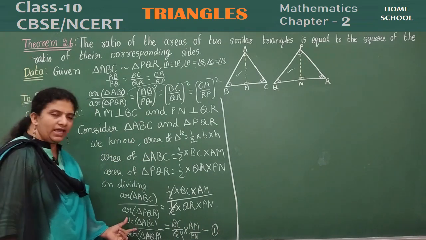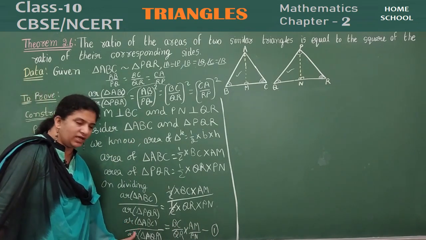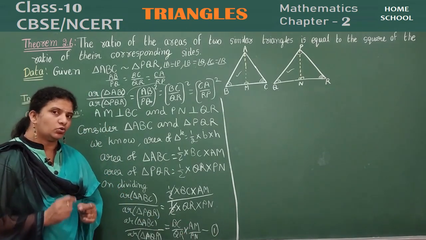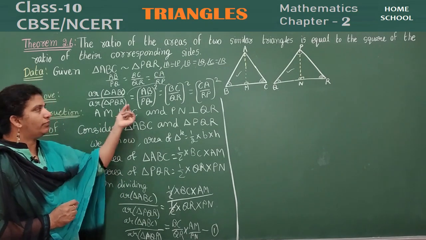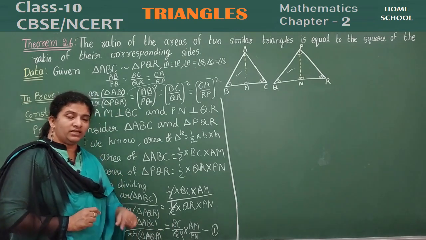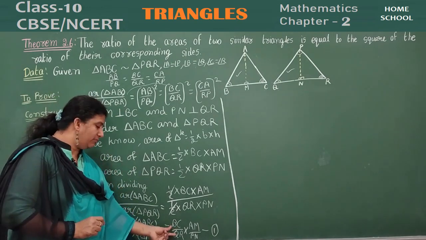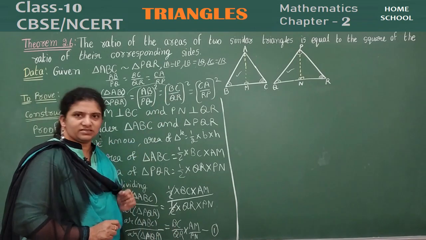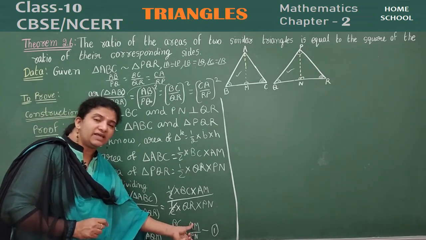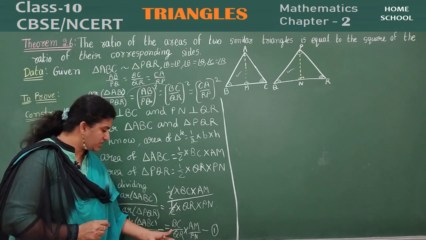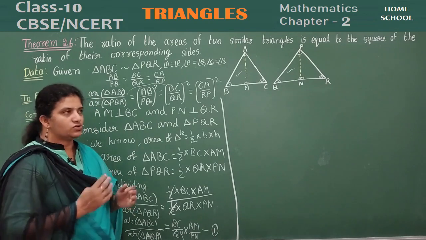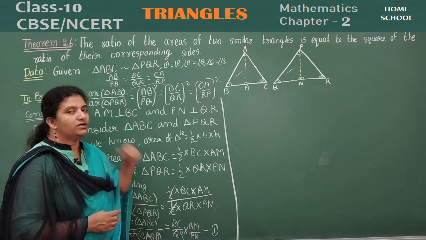Now what did you get? Area of triangle ABC by area of triangle PQR is equal to BC by QR into AM by PN. Now you should think here. Did you get your proof? No. We got BC by QR only one time. Means if you multiply one more time BC by QR, then it will be this answer. So in order to multiply, in the place of AM by PN, we need to substitute BC by QR. How, children? Let us see now. So now half of your theorem is completed. So next half.